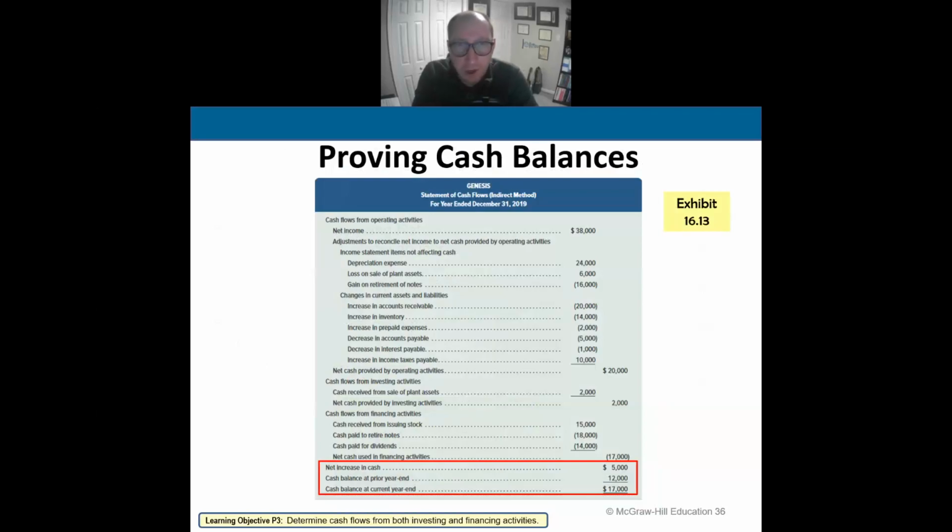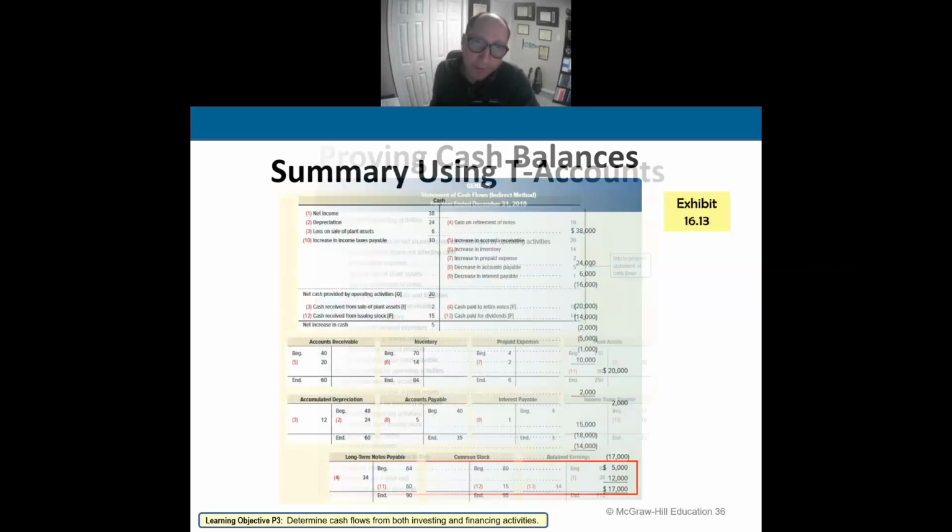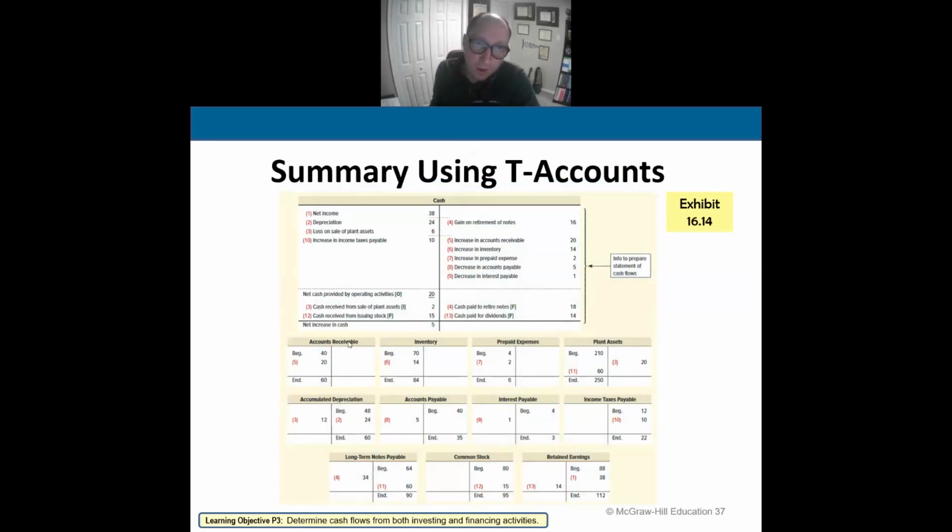And then, of course, how do we verify that it's all correct? Well, we do this thing called proving the cash balances, where we're taking the net increase in cash plus the cash balance at the beginning of the year equals the cash balance at the end of the year. You could also summarize it using T accounts. So one never does, but yeah.